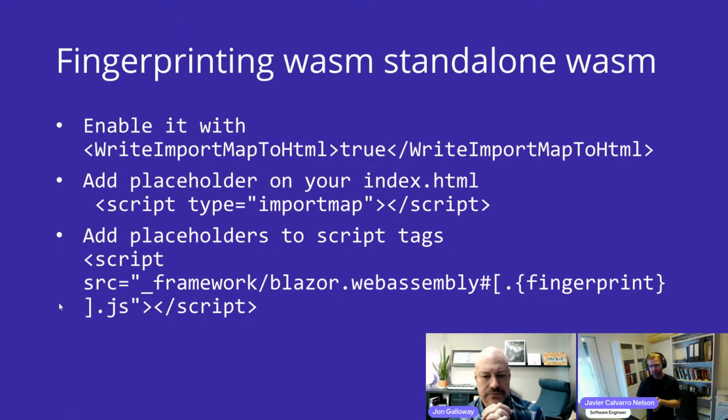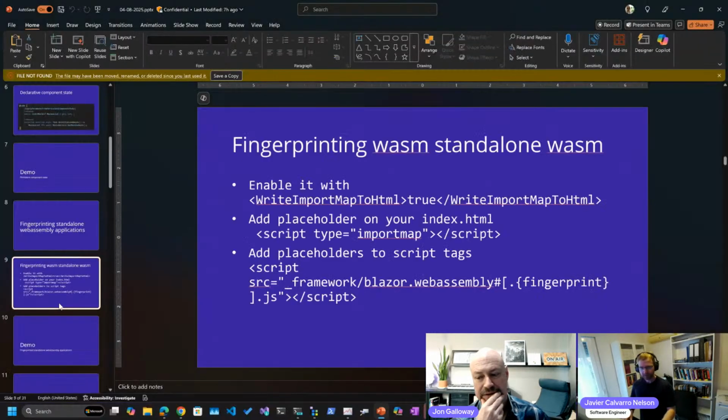So as part of .NET 10, we're also fixing that gap, and we are supporting rewrite. We rewrite your index.html to include an import map that we generate at build time, and we replace all the script tags that have certain placeholders to also automatically include the fingerprint. So that way you get cache busting for all the JavaScript assets end to end. So let me show you that.